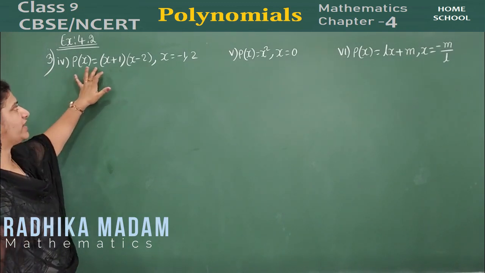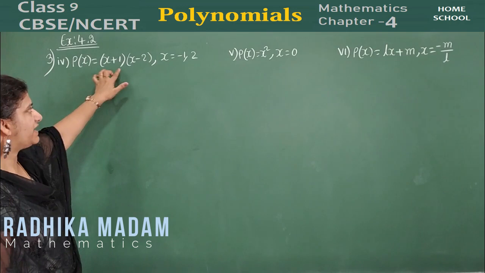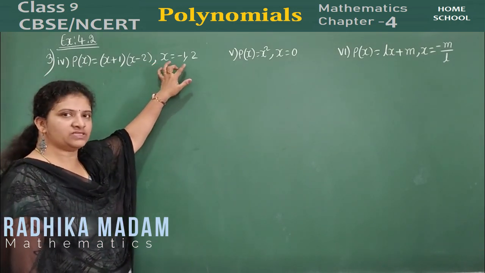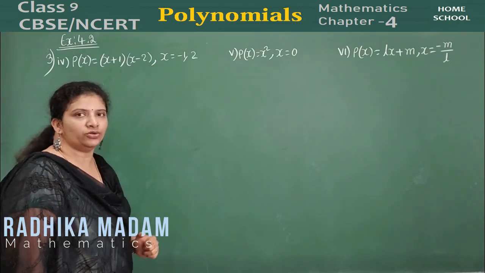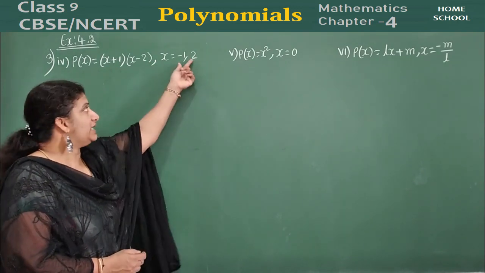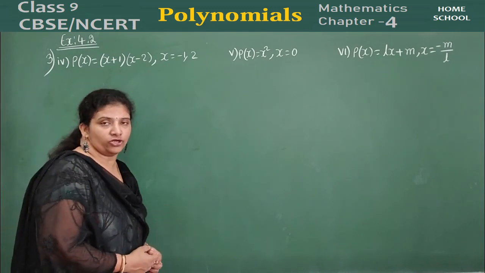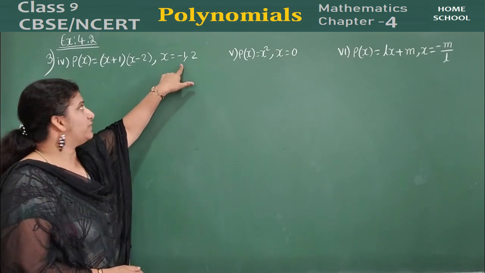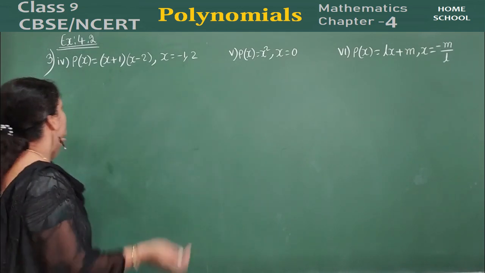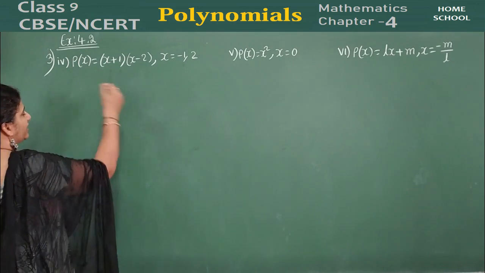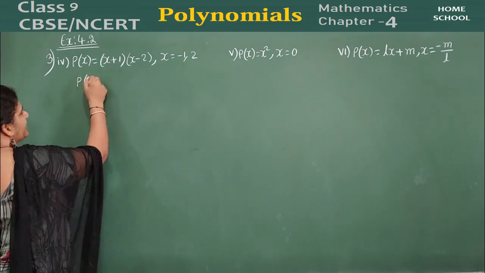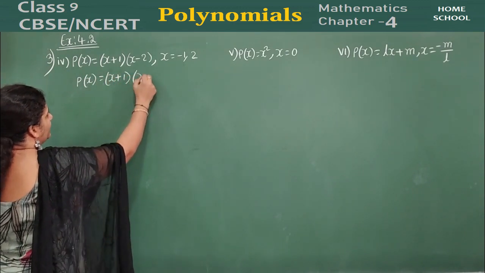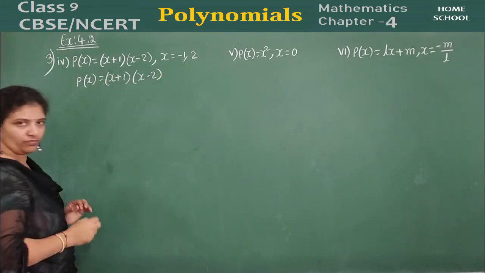If P of x is equal to (x plus 1) into (x minus 2), where x is equal to minus 1, 2, what we need to do? We need to check whether the two numbers are zeros of the polynomial or not. What are the two numbers here? Minus 1, 2. So now, to check the zero of a polynomial, let's take the polynomial P of x is equal to (x plus 1) into (x minus 2).